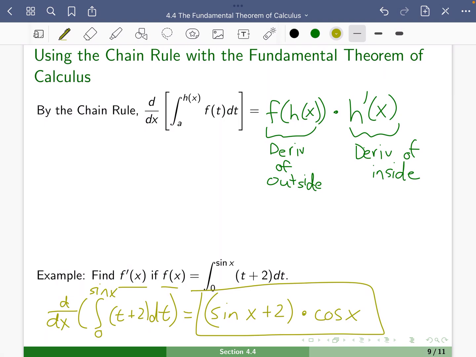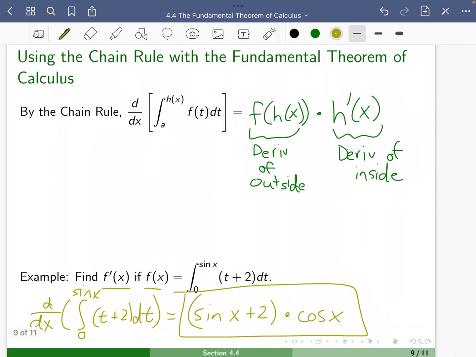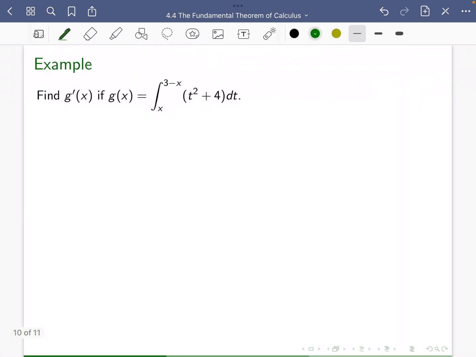Excellent. So let's look at one more example. Here we want to find the derivative of g of x, where we have the integral from x to 3 minus x of t squared plus 4 dt. Now this is a little bit different because that lower limit of integration is variable. That's not going to give us a constant. So how do we deal with that? Well, the way that we're going to deal with that is we're going to split this up at 0.